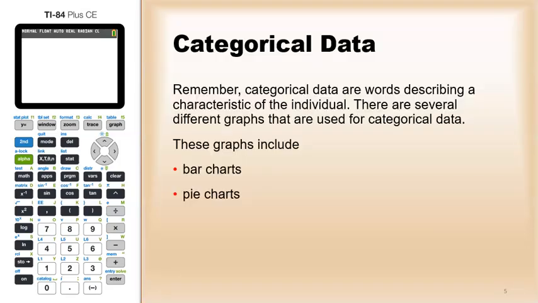Recall from an earlier lesson that categorical data are words or categories describing a characteristic of the individual, such as hair color, gender, type of shoe, and things like that. There are several different graphs that are used for categorical data. Especially important to us are the bar charts and pie charts.